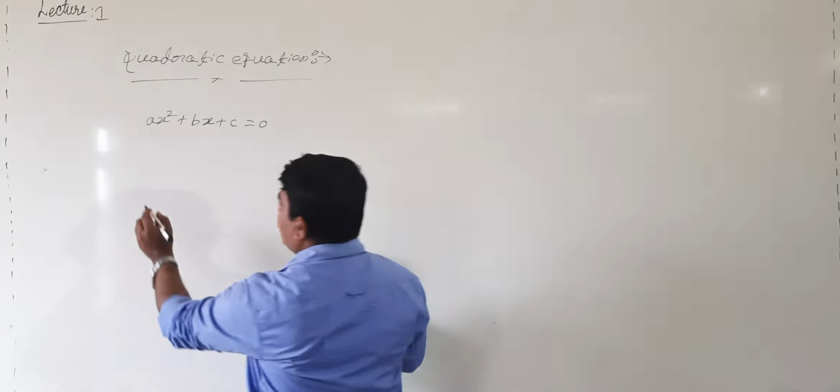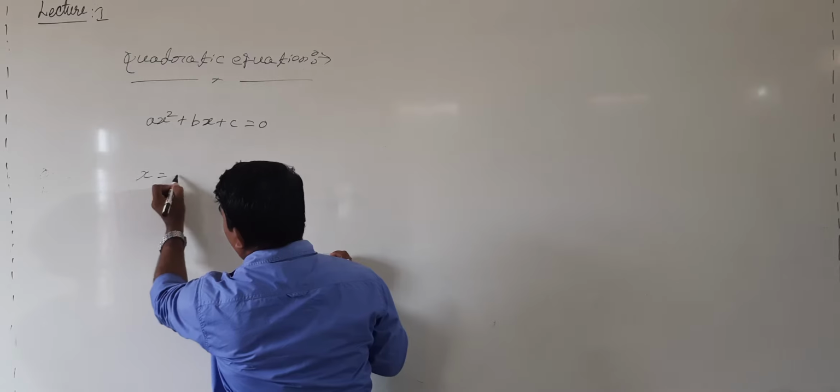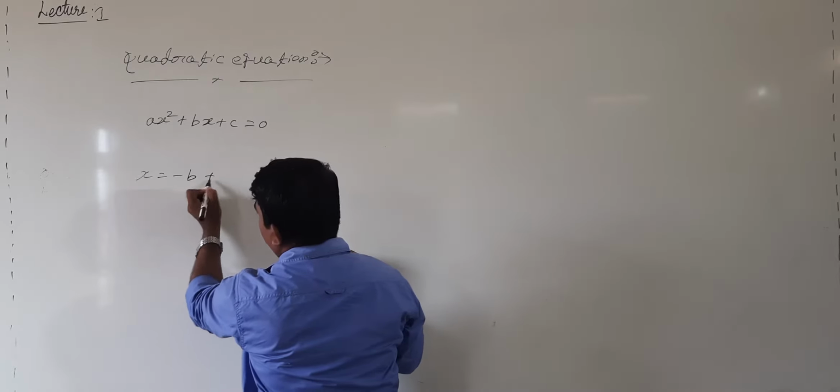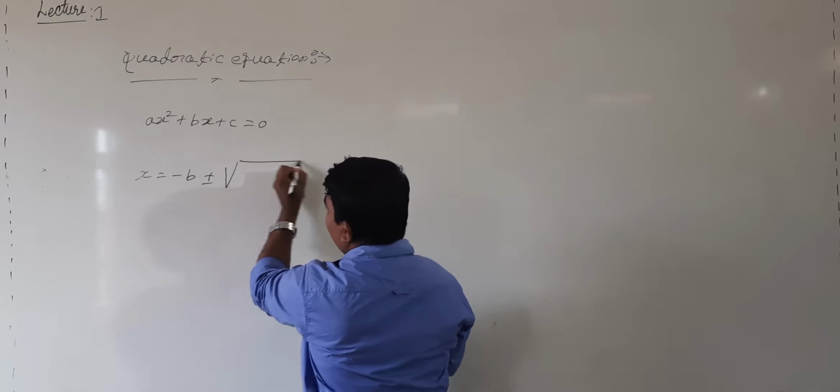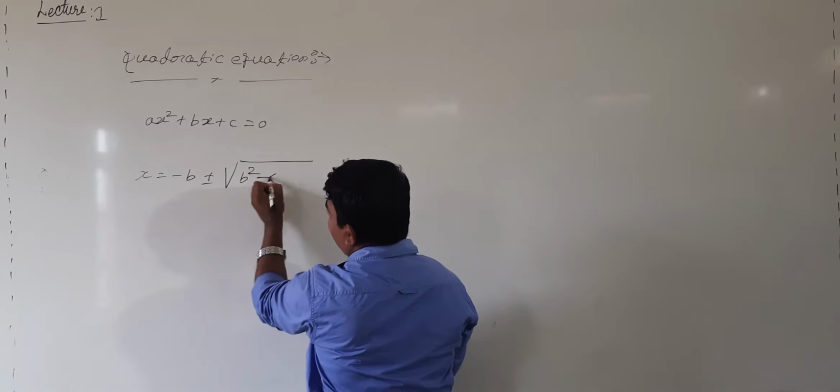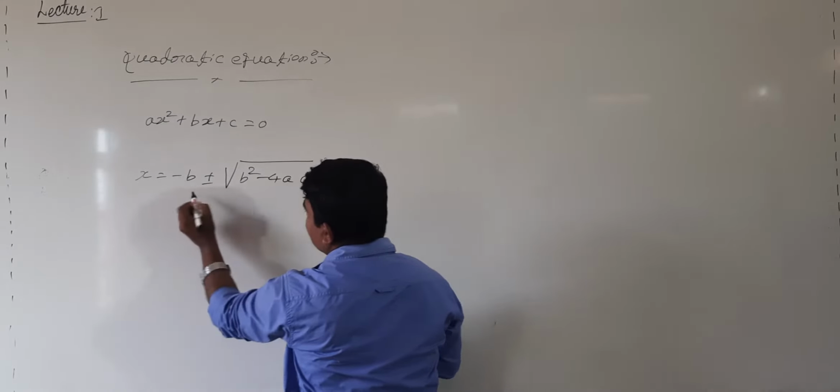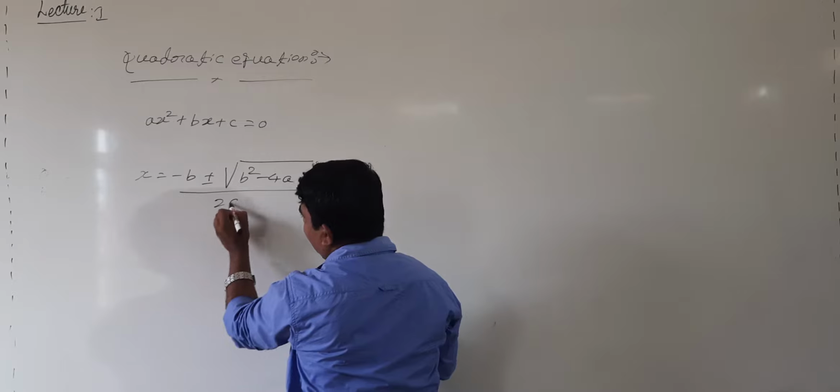Solution of quadratic equation is x equal to minus b plus or minus under root of b square minus 4ac, whole divided by 2.